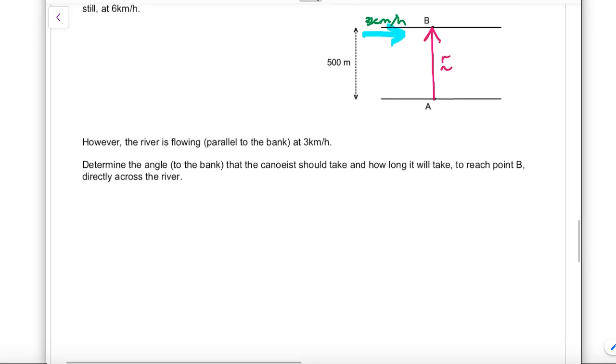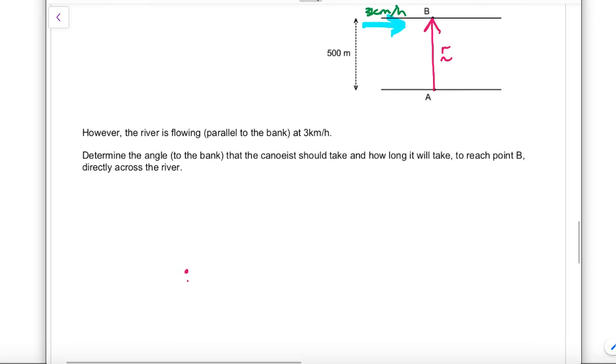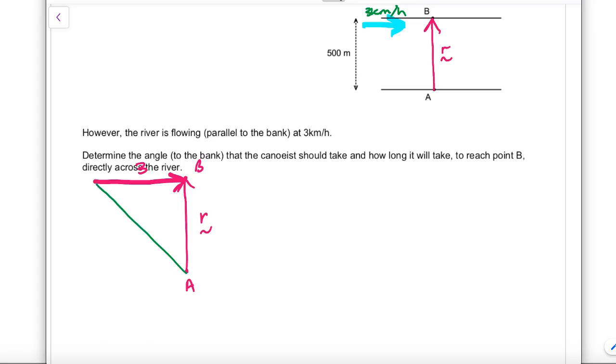So if we think about how we're going to draw this, from point A to point B, that's the result we want. So in order to counteract this 3 kilometres an hour that's happening on this side, we're going to have to get the canoeist to swim out towards the left of where he normally would, where he'd be swimming at 6 kilometres an hour. And here we have the riverbank. So we want to find what angle here, theta, to the bank he is going to swim on.